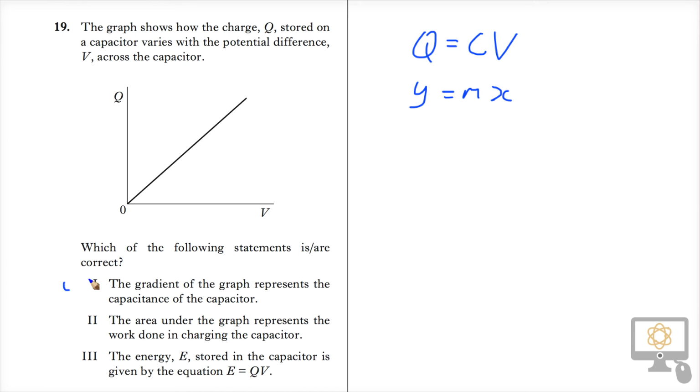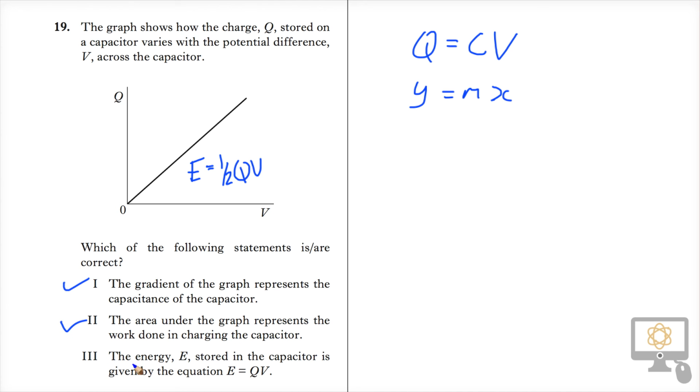That is correct. Second statement, the area under the graph represents the work done in charging the capacitor. I commonly teach that the area under the graph is the energy stored in the capacitor, given by half QV. But of course that is also represented as the work done in charging the capacitor, because the energy stored in the capacitor wouldn't be there if work wasn't done, and the work done has to be equal to the energy stored. So that is correct as well.